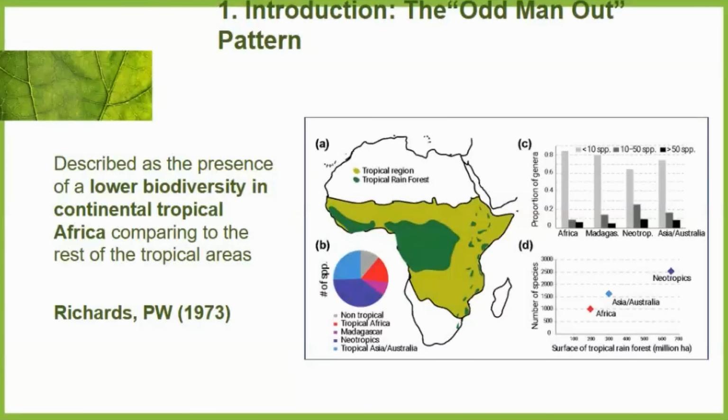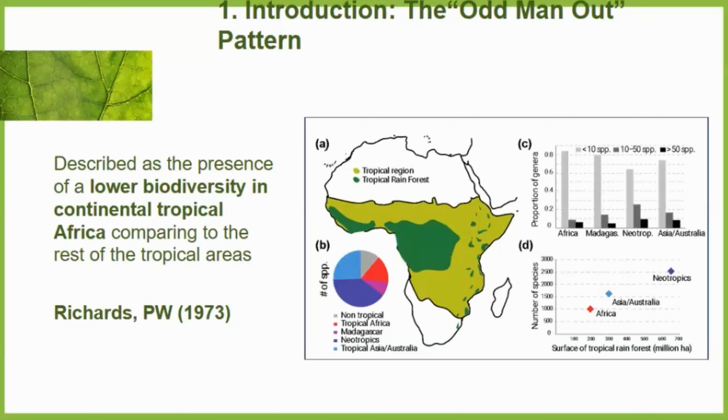And a little bit about the concepts of our project. So we work with the odd man out pattern. It was described by Richards in 1973. And it was described as lower diversity in the tropical continental part of Africa than in other tropical areas. So if you compare with Madagascar, that is a special case, but also if you compare with the neotropics. Tropical Asia, sorry, tropical Asia.